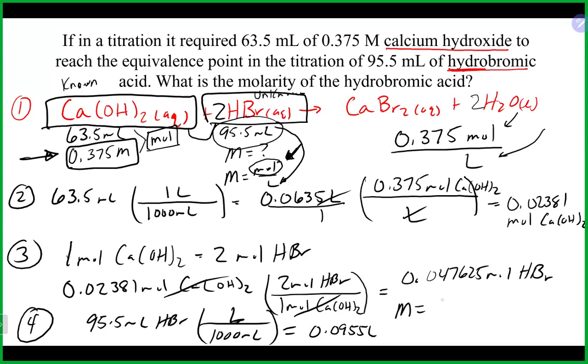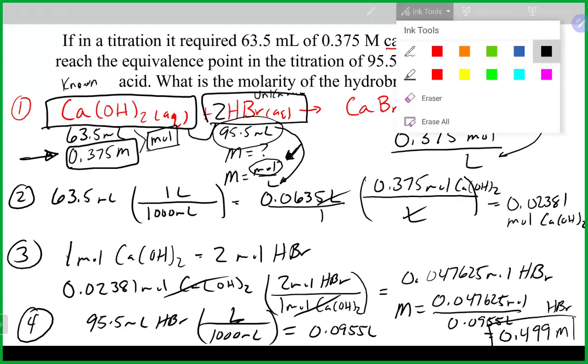Our molarity would be our moles, which is above, 0.047625. Our volume, 0.0955 liters. And that will get us here, looks like, about 0.499 molar, and that is for our HBr, right? HBr. Any questions on those steps there?